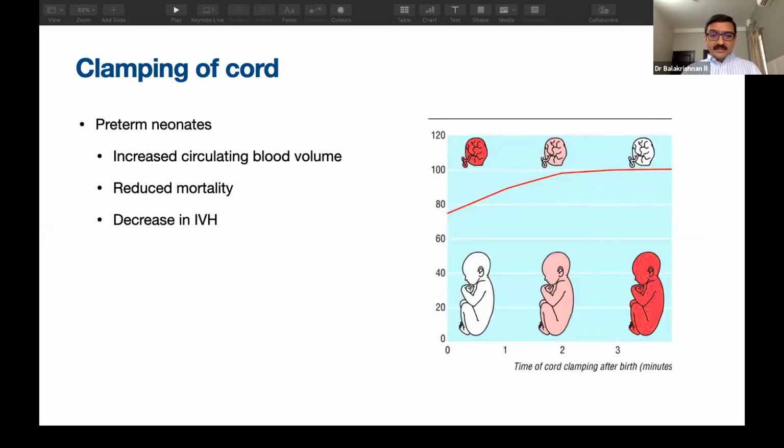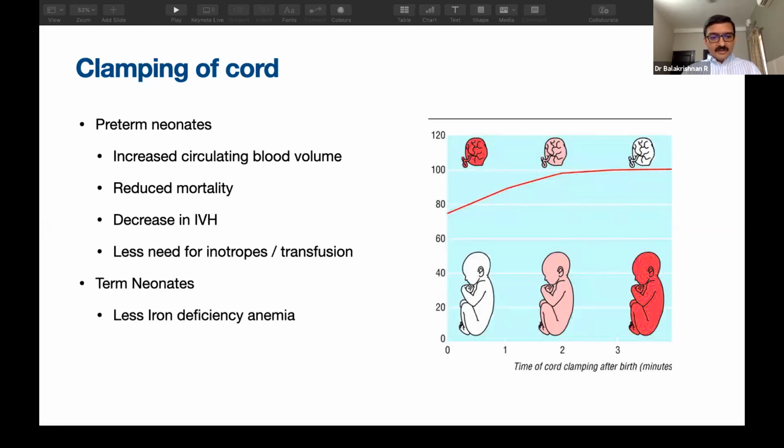It decreases the IVH in all grades. And these preterm babies have less need for inotropes as well as less need for transfusion in the long term. And in term neonates, there is less iron deficiency anemia because this extra amount of blood gives a better iron storage for these babies, which can last even beyond 6 months.